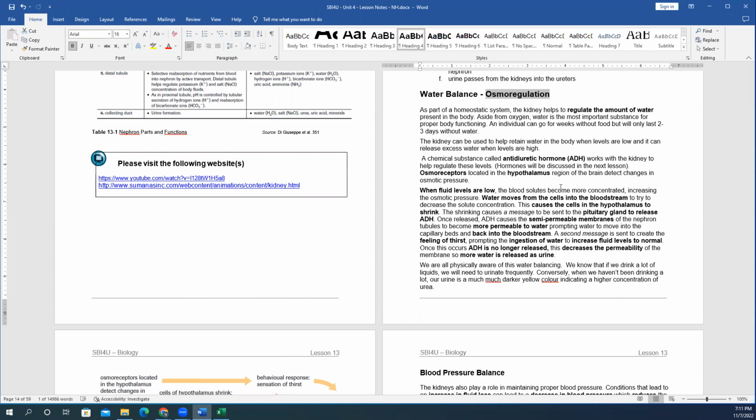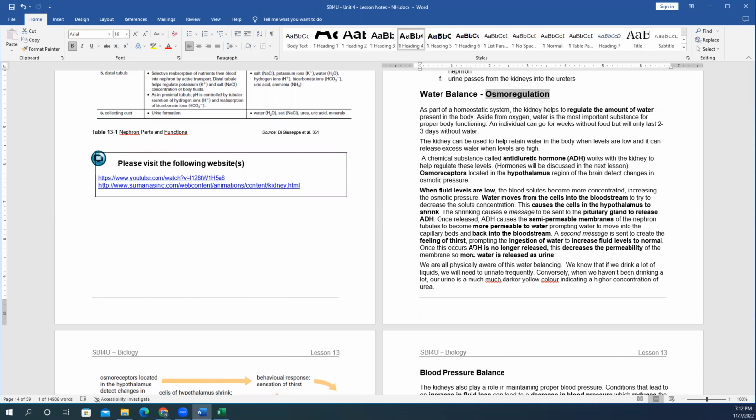And so these cells will shrink, and the shrinking of these cells in return sends a message from the hypothalamus to the pituitary gland to release this hormone, ADH. Once ADH gets released, it causes the semipermeable membranes of the nephron tubules to become more permeable to water, allowing water to move into the capillary beds and back into the bloodstream. So we are recovering blood from going into waste to coming back into the blood.